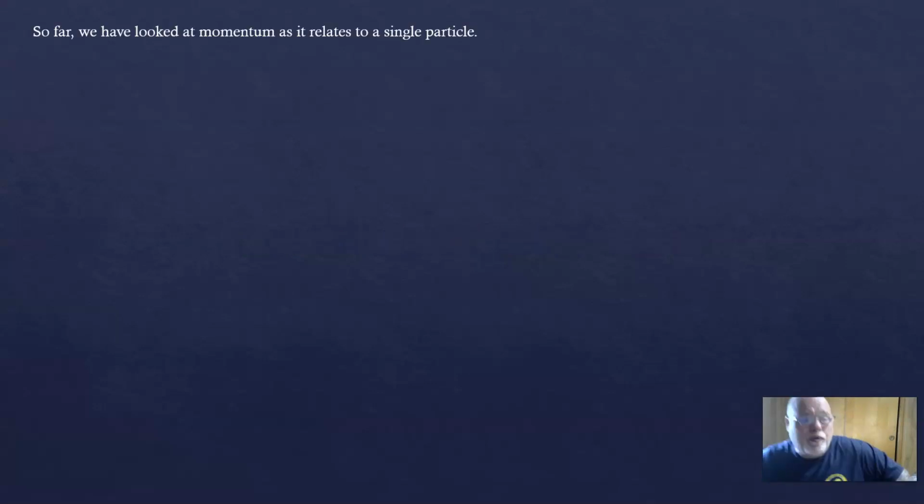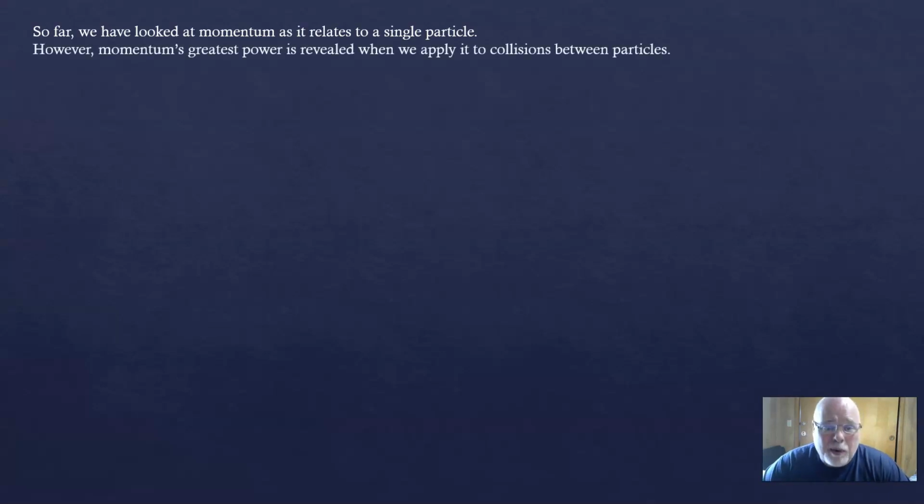Now, so far, we've been looking at momentum as it relates to a single particle. And so we've been having an object that's been moving. We've been able to calculate its momentum. We've been able to calculate the impulse that acts on that object and determine how much the momentum would change and how fast it would be moving after that force has acted. But everything's been just focused on a single particle. And momentum's important there. But here's the thing. Momentum's greatest power is really revealed when we apply it to collisions between particles, all right?